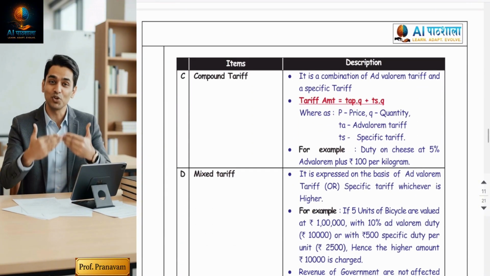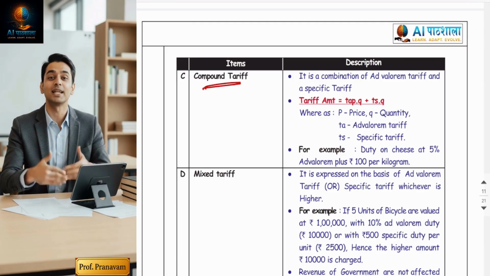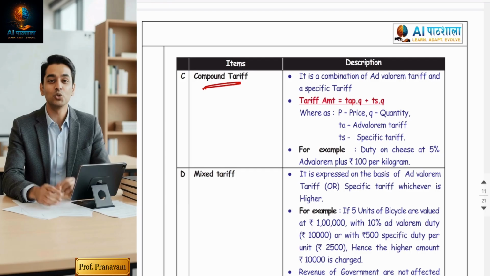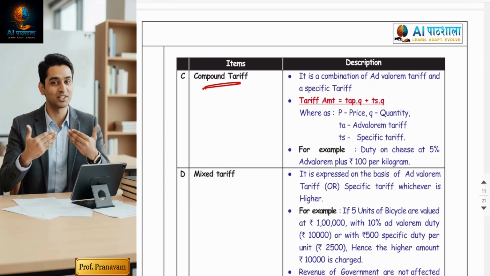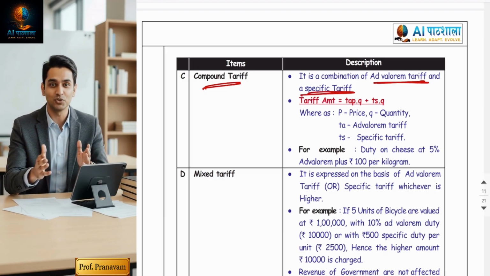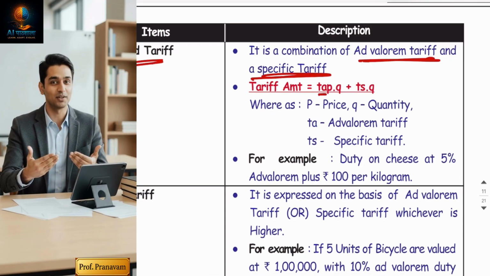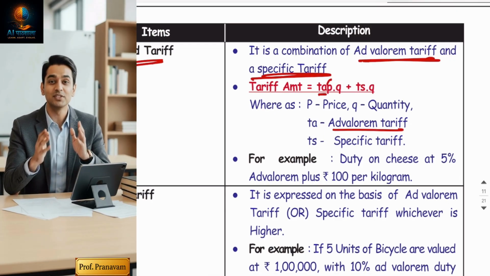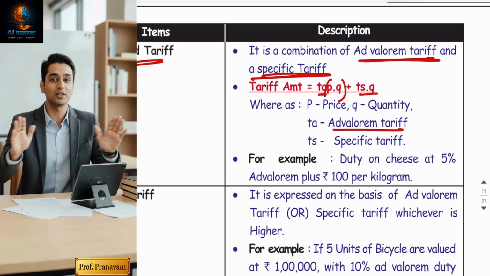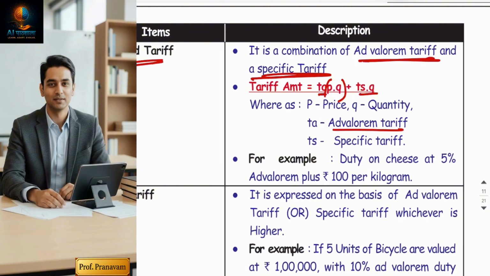Next is compound tariff. Compound tariff and mixed tariff are actually derived from the both. Compound tariff means let us combine the two. Compound tariff is a combination of ad valorem tariff and specific tariff. Both are charged together. So the formula is tariff amount equals TA, where TA stands for ad valorem tariff, charged on value, so P into Q, price into quantity, plus TS into Q, where TS means specific tariff into quantity. Here price doesn't matter for this part.